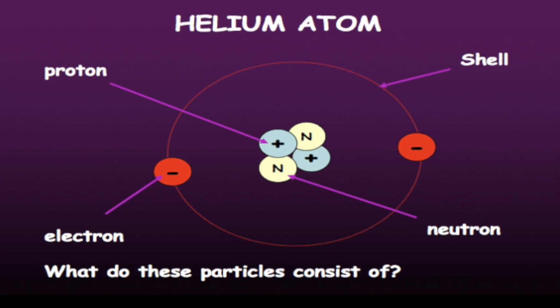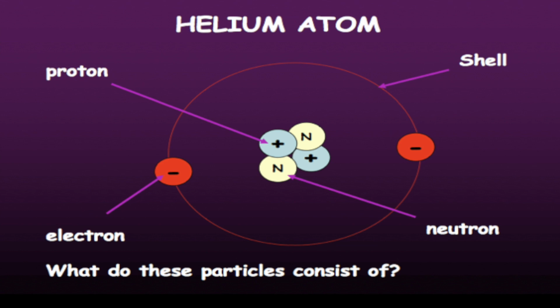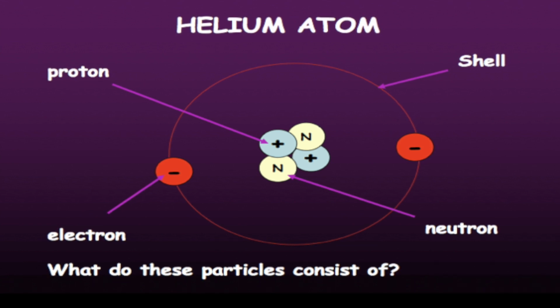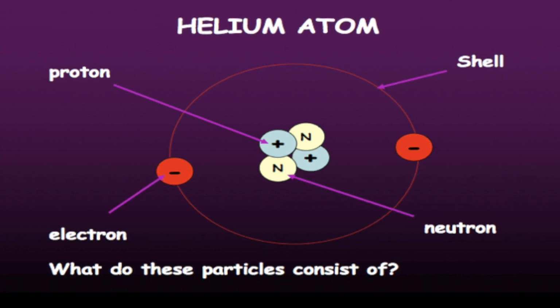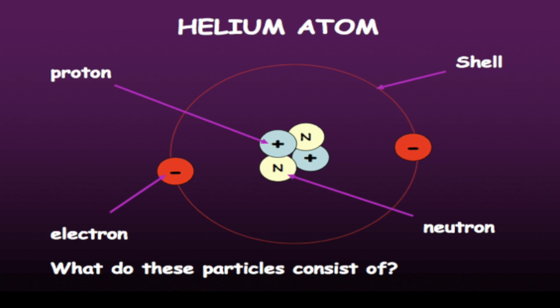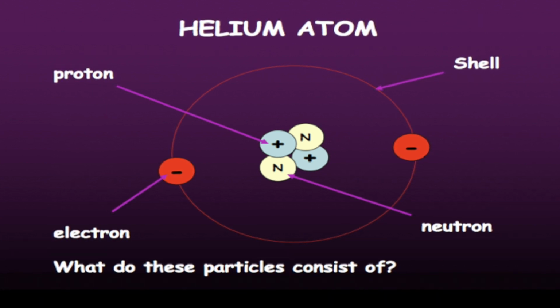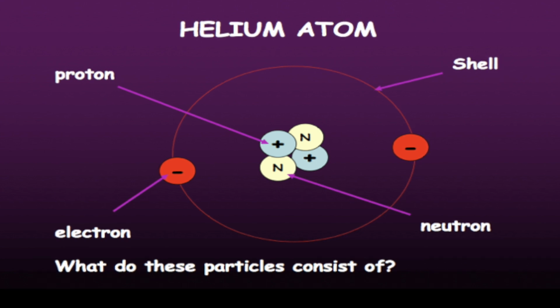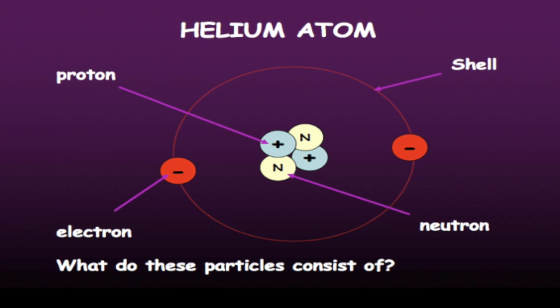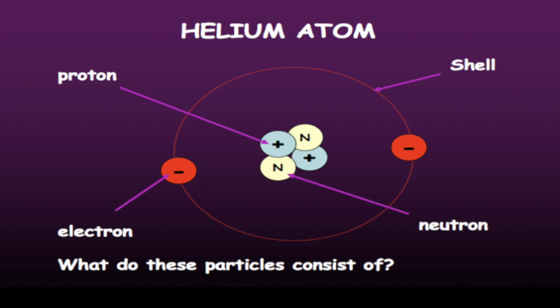You will also find in the nucleus neutrons, which are particles with no charge but also contribute to the atomic mass. Lastly, electrons, which are particles with negative charges, can also be found on the outside of the nucleus on what we call the shell. Electrons move so rapidly around the nucleus that they create what is called an electronic cloud.